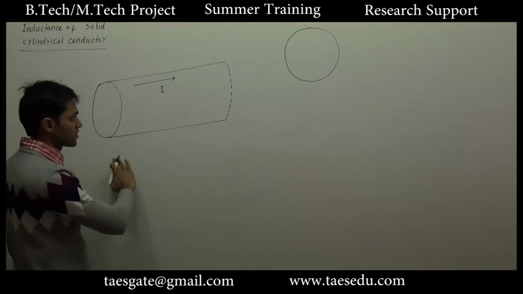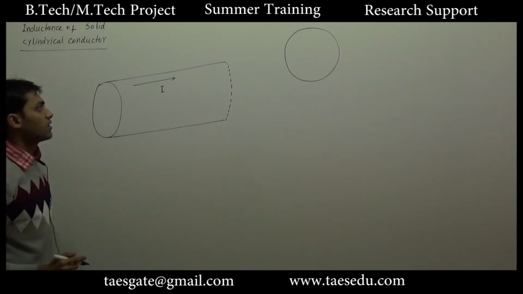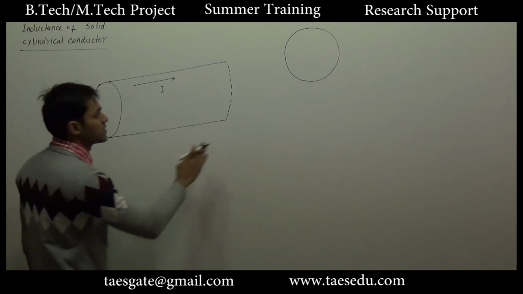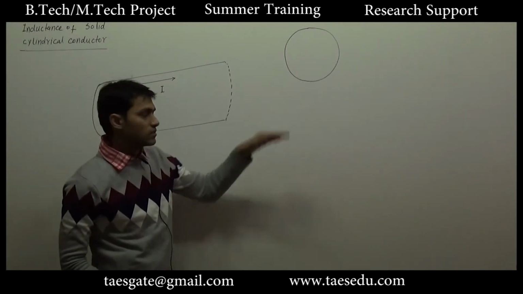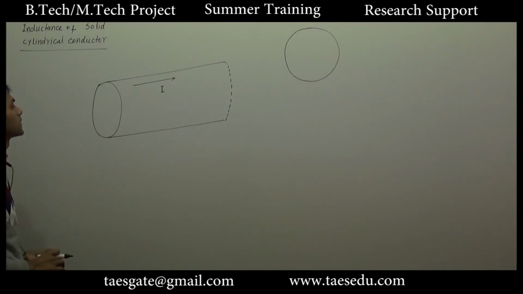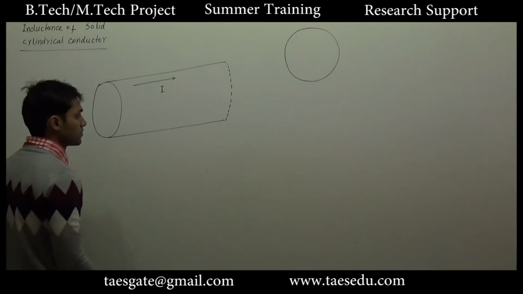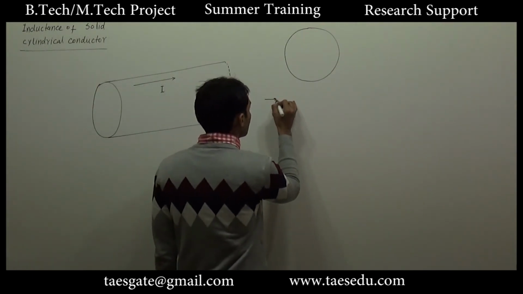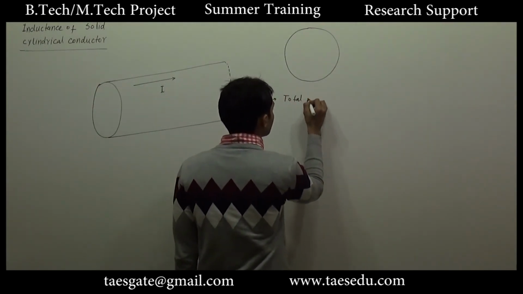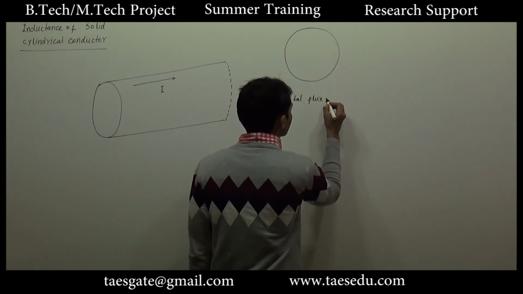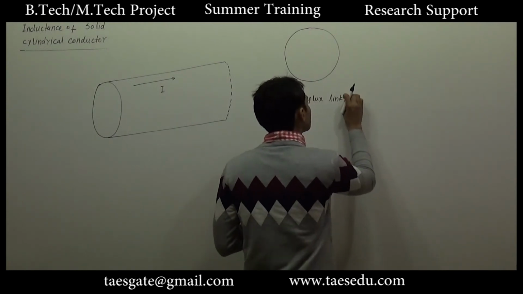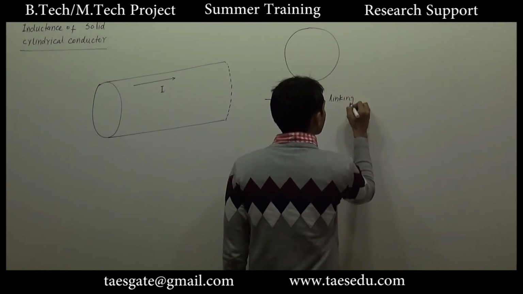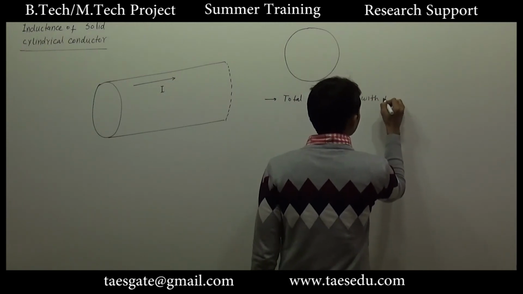Let's say this is a section of a current carrying conductor, and this is the front view. If you look from this side, it will be a circle, and this conductor is carrying a current I. Here we have to find out the total flux linked to, or linking with, the conductor.